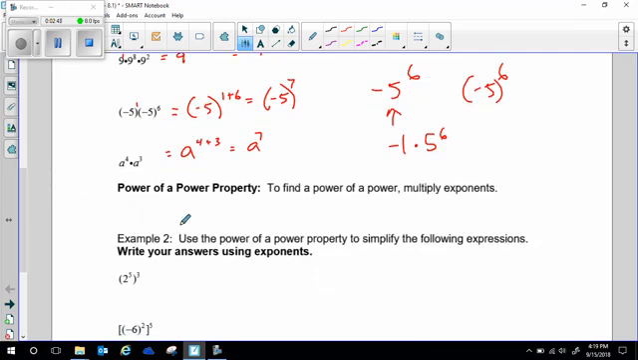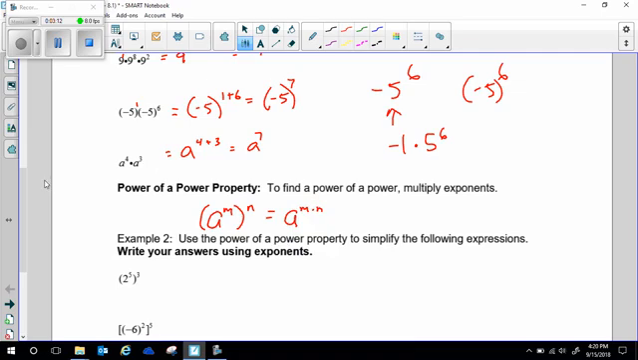The second property is called the power to a power property, power of a power property, which is simply saying if I have something that's being taken to a power, a to the m, and then that is further being taken to a power, let's say for instance n, then this will simplify to a to the m times n.